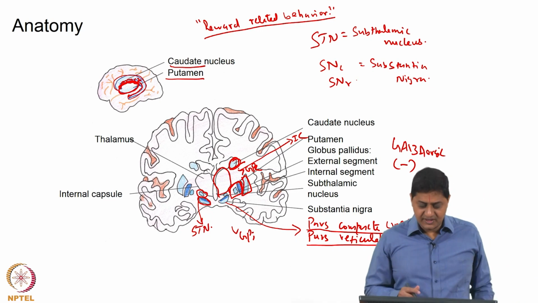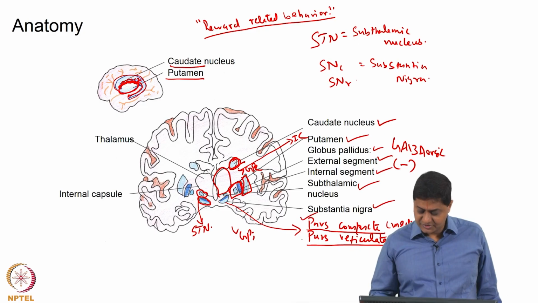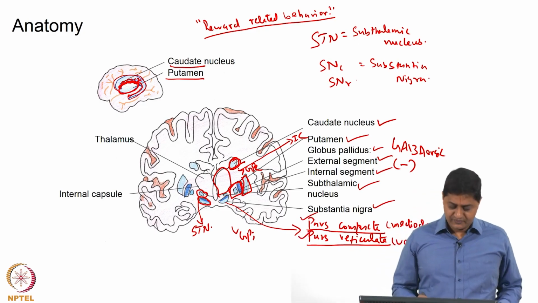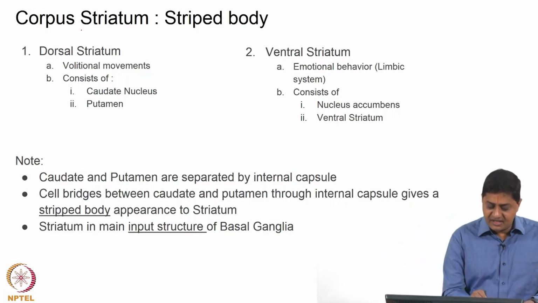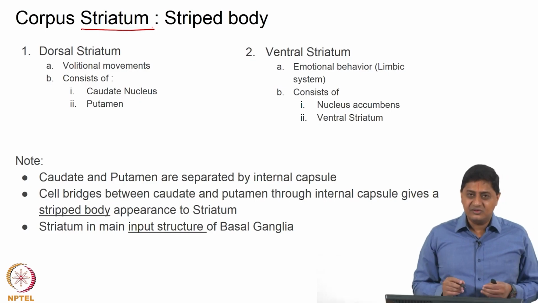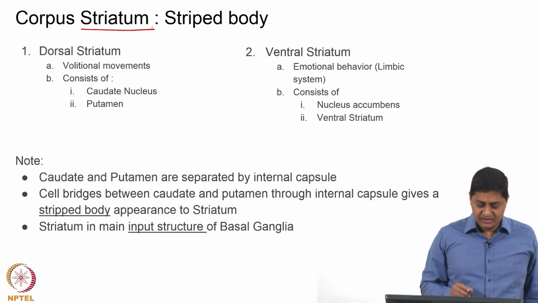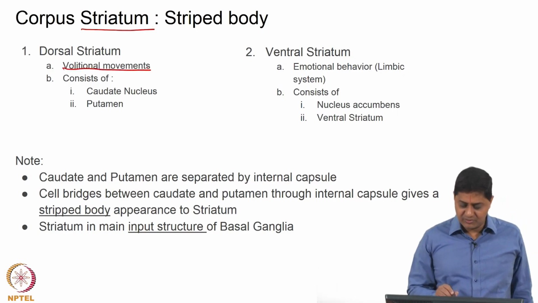Okay. So, essentially basal ganglia is composed of caudate nucleus, putamen, globus pallidus external, globus pallidus internal, subthalamic nucleus, substantia nigra pars compacta, substantia nigra pars reticulata. So, striatum itself is this striped body. When you say striatum, you are referring to the striped body. Its function is believed to be modulation of voluntary or volitional movements.